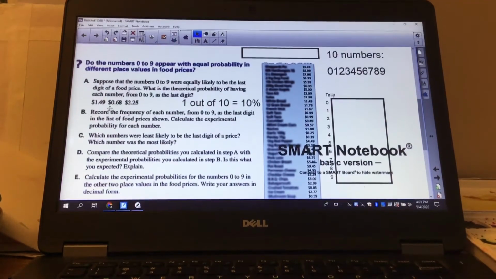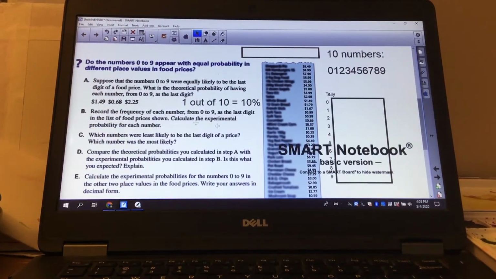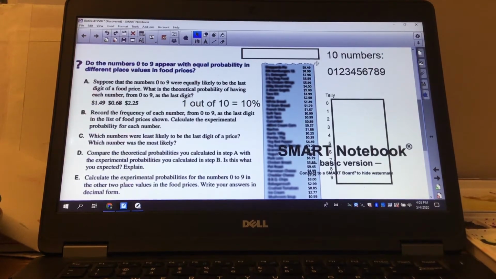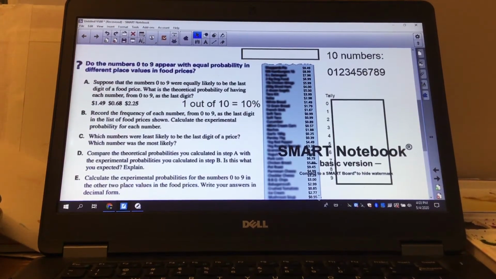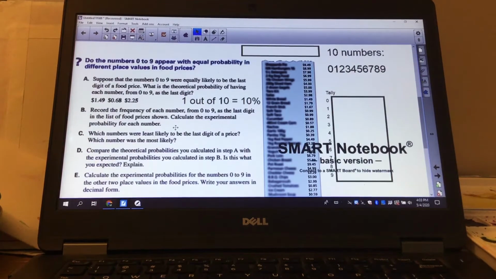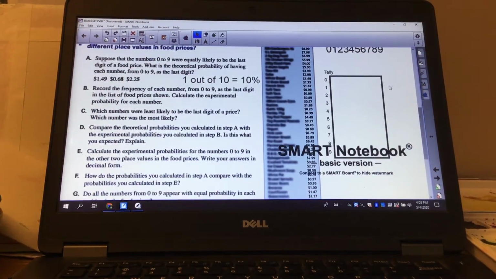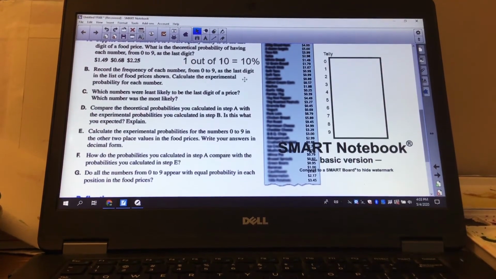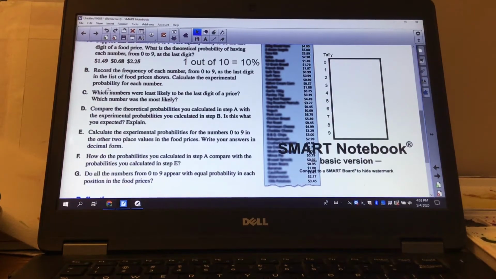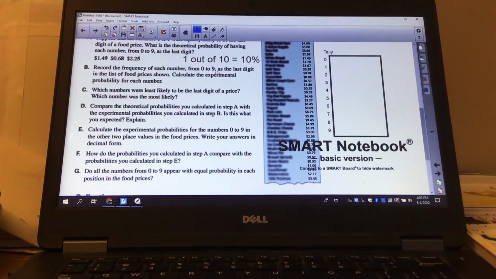Okay, so if it was equally likely, it would be a 1 in 10 chance that it would be a 9, or a 1 in 10 chance that you'd have an 8 or a 5. Okay, looking down our list here, we kind of see that that's not the case. All right. B, record the frequency of each number 0 to 9 as the last digit in the list of food prices shown. Calculate the experimental probability. So theoretical is where you calculate what should happen. Experimental is when you actually get the numbers.